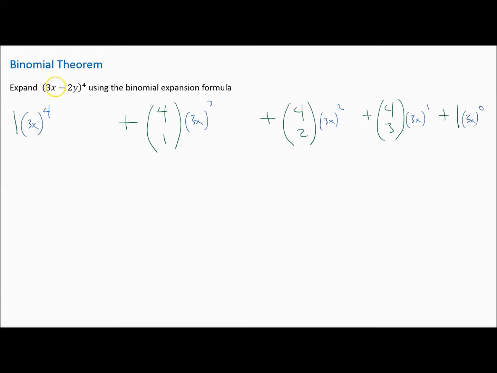3x is my first term in my binomial. And I raise it to the 4th, which you start at the exponent power. And then 3, then 2, then 1, then constant. There's 0, which is a constant.